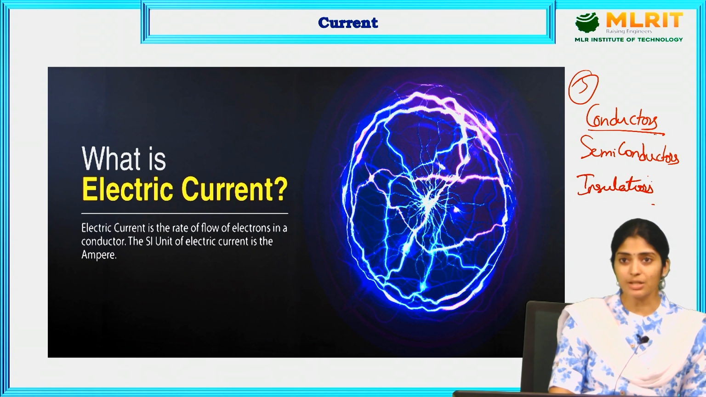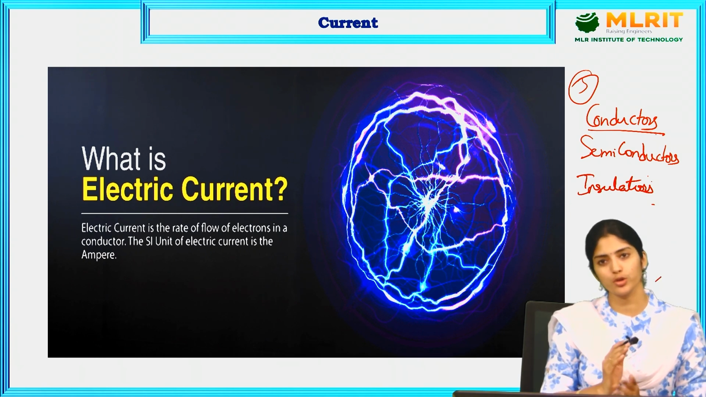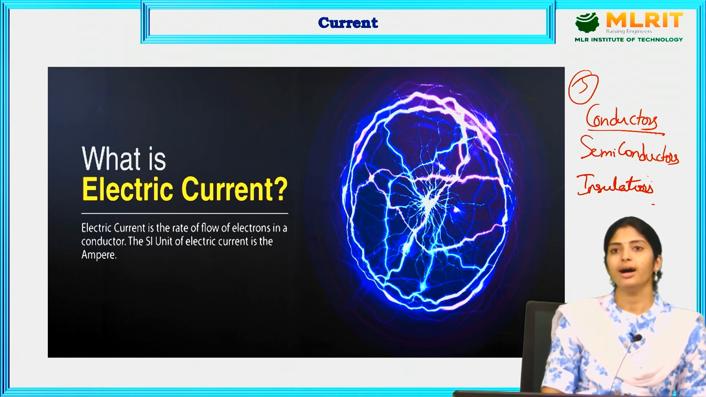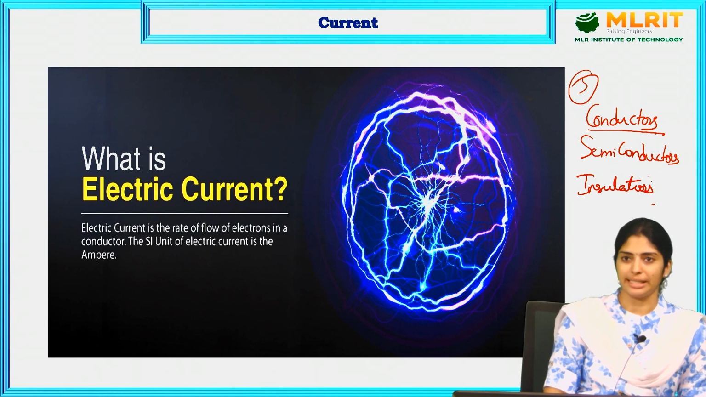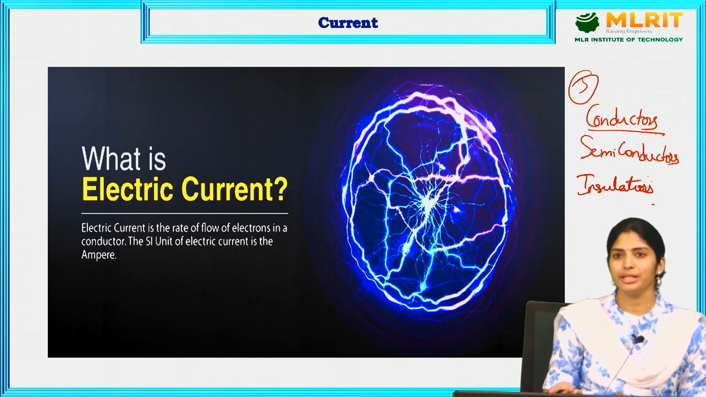So, what are conductors? The materials which allow the free flow of electrons through them are called conductors. Examples of conductors are all metals, metals like copper, aluminum, etc. All these come under conductors.